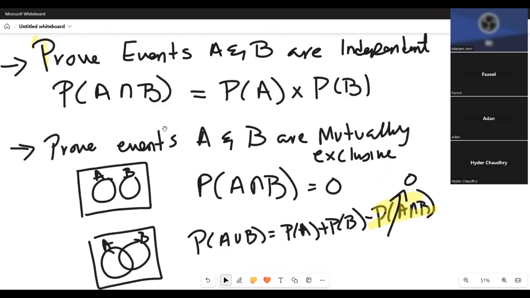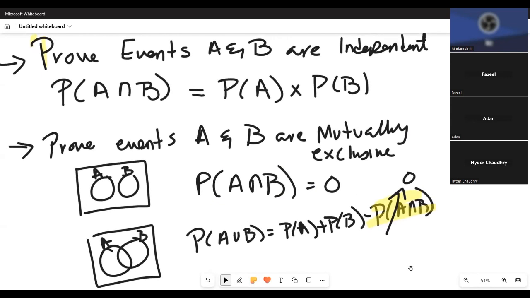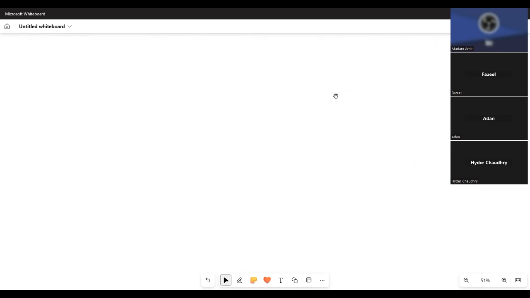So when you have to prove two events are independent, you have to show that probability A intersection B equals probability A times probability B. And when you have to show that events A and B are mutually exclusive, then probability A intersection B should be equal to 0. Okay, now we talk about conditional probability.